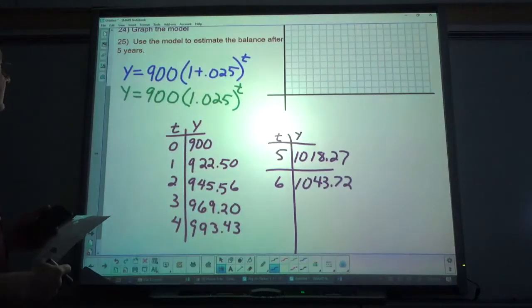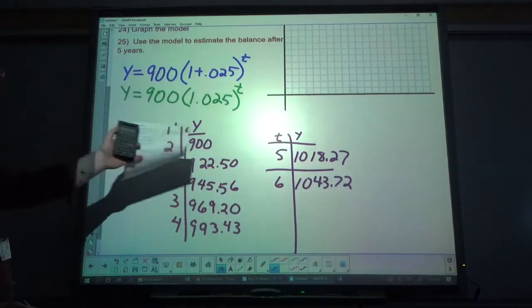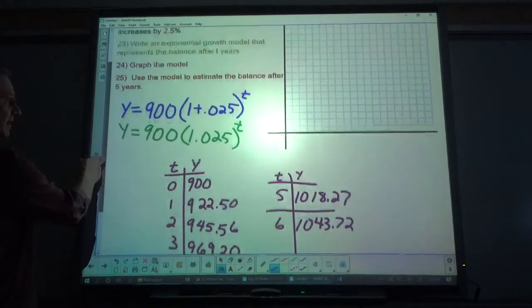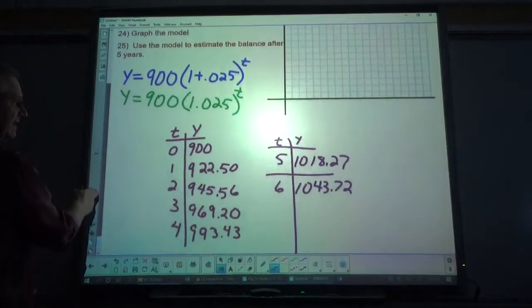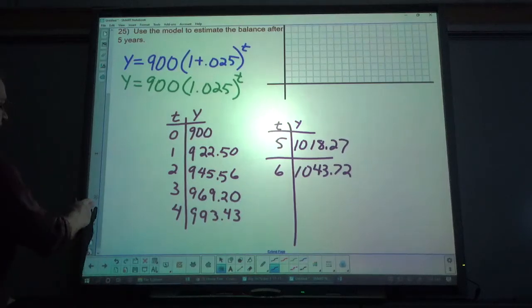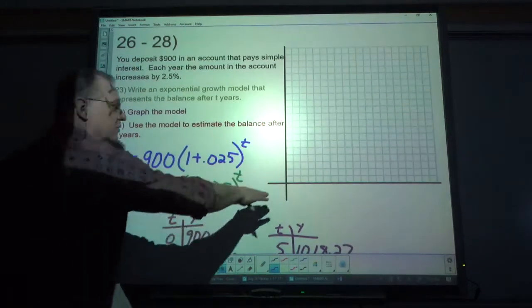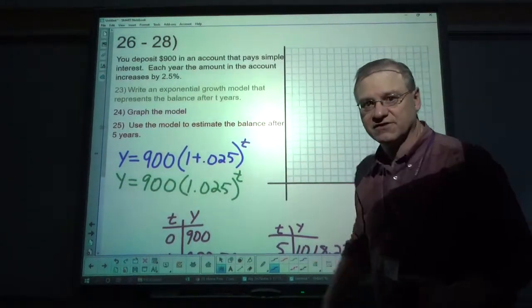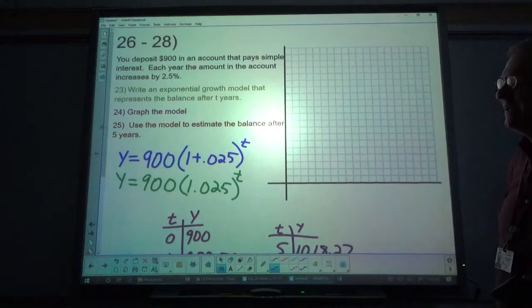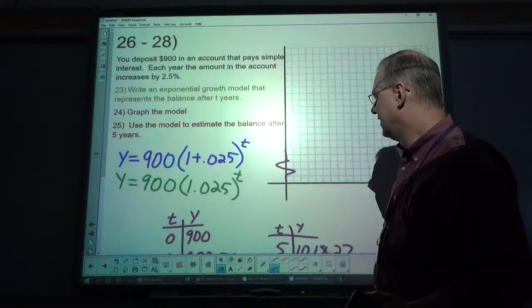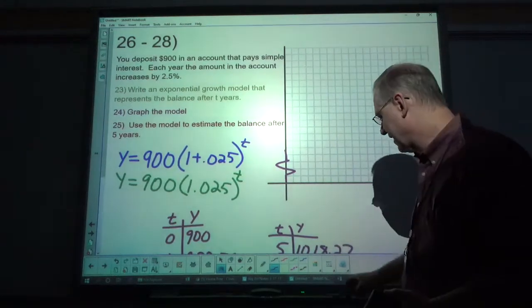Now, what does it ask after that? After 5 years is 1,018.27. Now let's plot these points. We're starting at 900 for the y value. Would it make sense for the graph to go from here up to 900 by hundreds, for example? Well, it'll be okay, but sometimes, have you ever seen this little symbol? And that means there's a break in the graph.